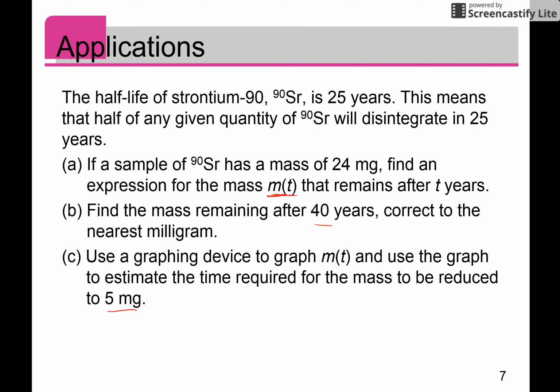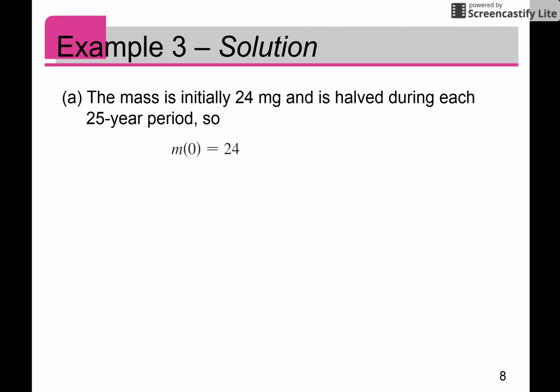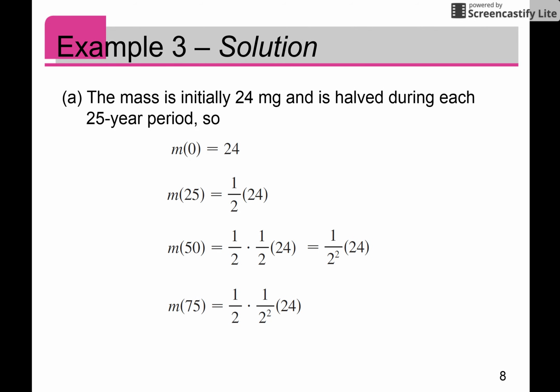All right, so let's do the first part. So notice that if the half-life is 25 years, half of the quantity will disintegrate in 25 years. So if we start with 24 milligrams, then in 25 years, we'll have half of 24 left. And in 50 years, we'll have half of that left. And in 75 years, we'll have half of that left. And so on, right? So we see the pattern that is emerging here. Every group of 25 years cuts our value in half.